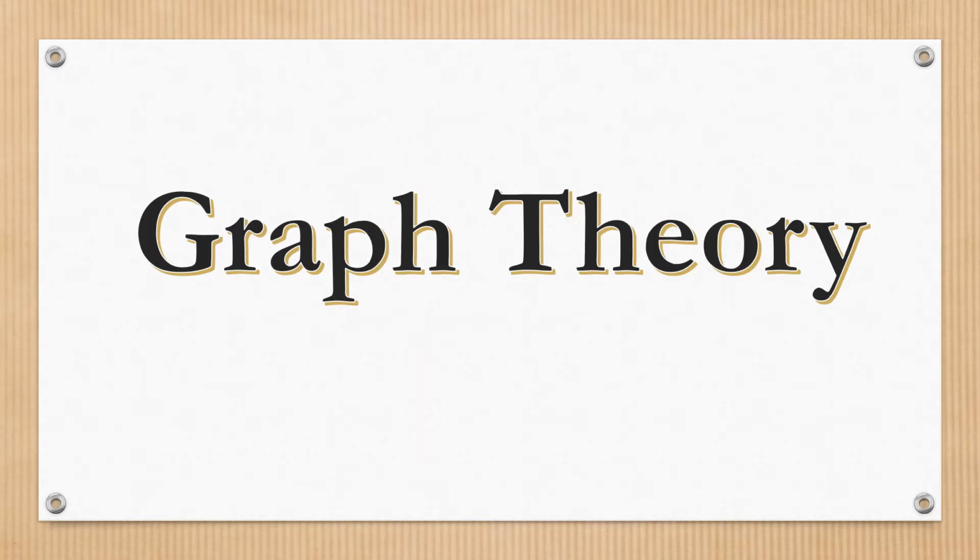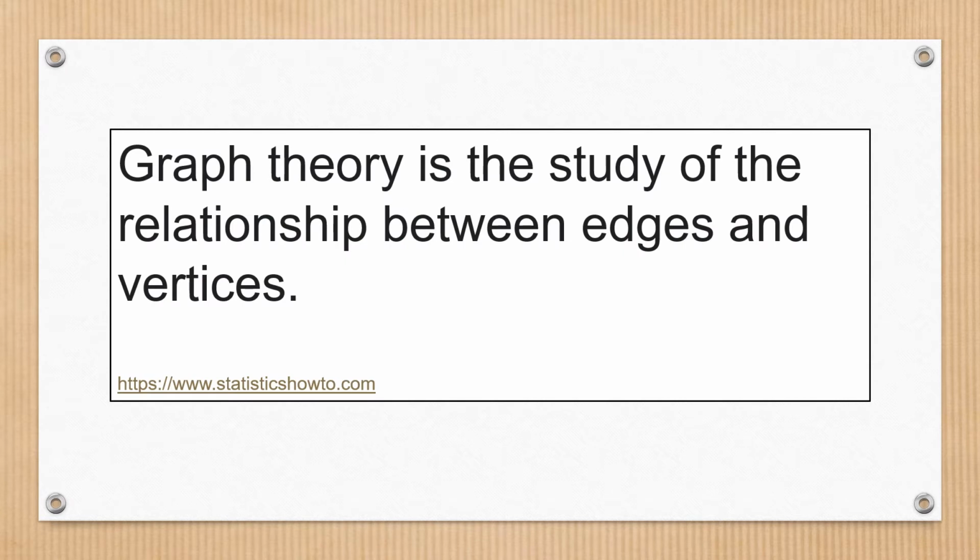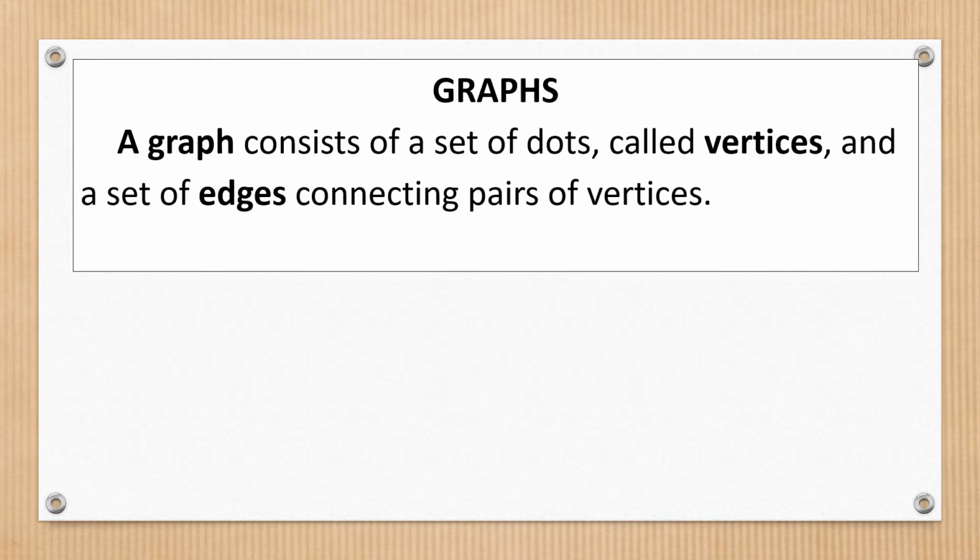Going to discuss some of the basic terms in graph theory. Graph theory is the study of the relationship between edges and vertices. A graph consists of a set of dots called vertices and a set of edges connecting pairs of vertices.